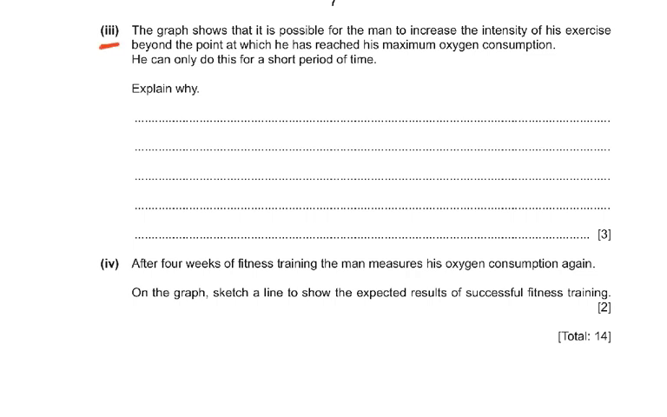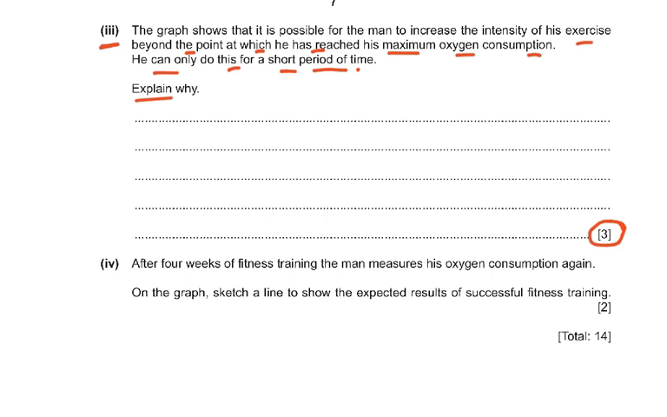Then coming to part 3, the graph shows that it is possible for the man to increase the intensity of his exercise beyond the point at which he has reached his maximum oxygen consumption. He can only do this for a short period of time. Now explain why. Well, why? Because he's going to start respiring anaerobically, without oxygen. But that will release some energy, but that is going to result in the formation of lactic acid. And lactic acid, when it builds up in the muscles, of course, you start to cramp and you have to stop exercising.